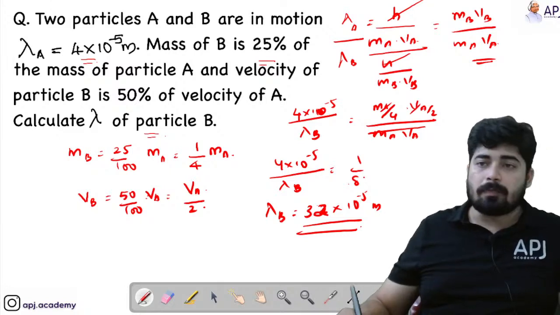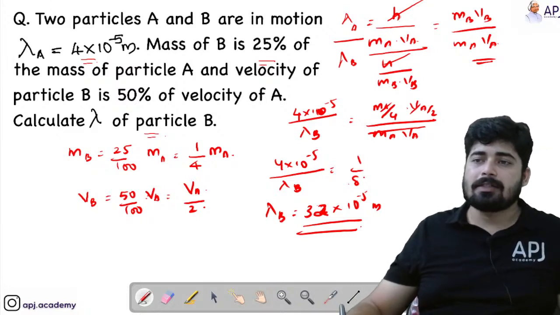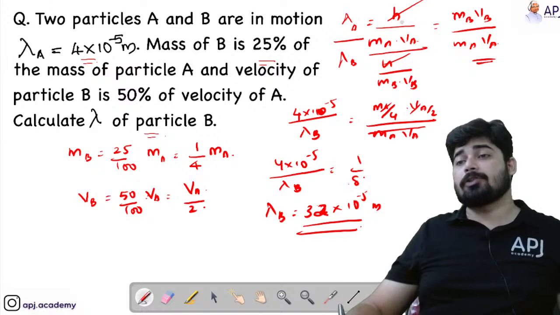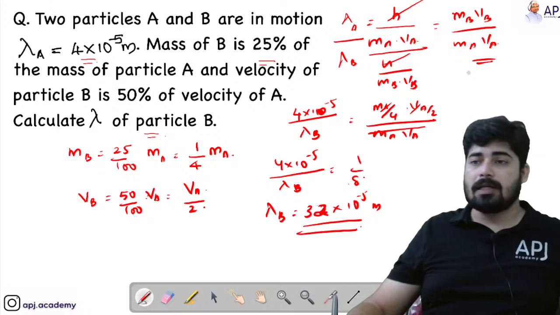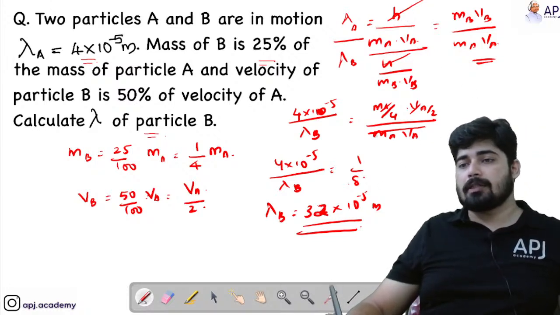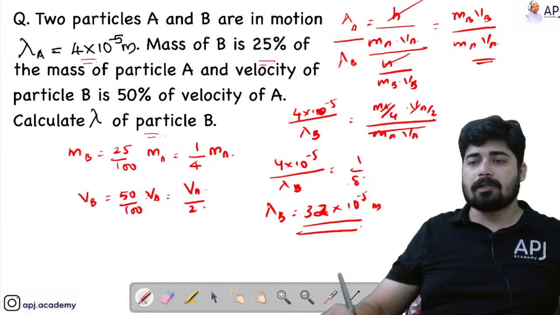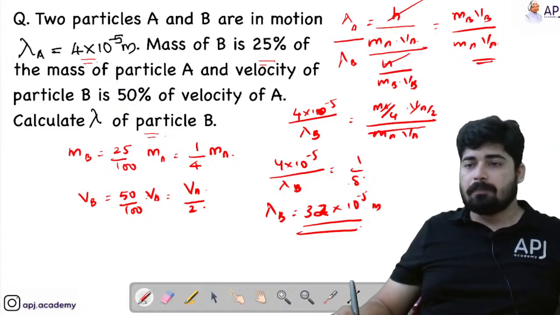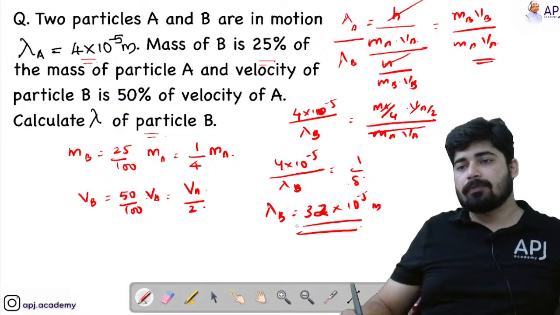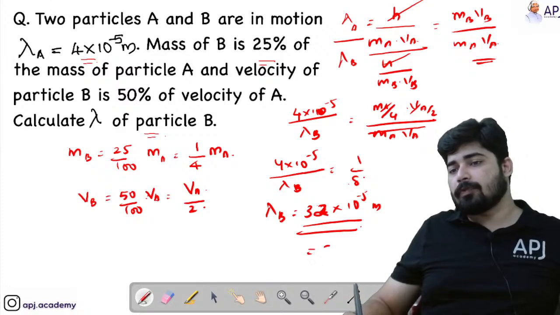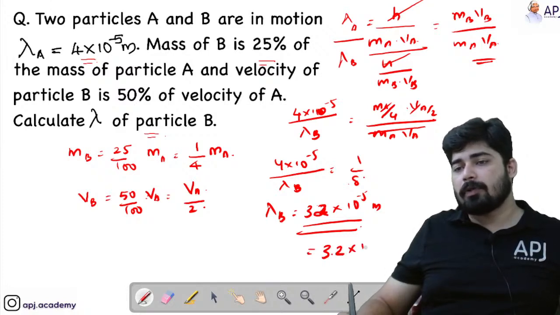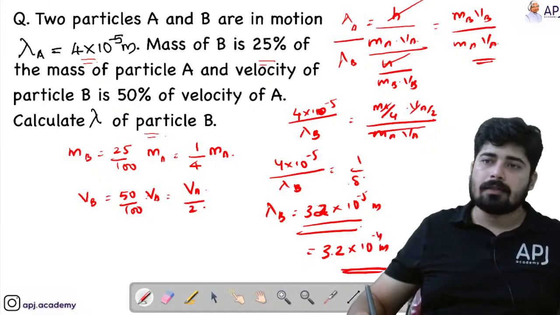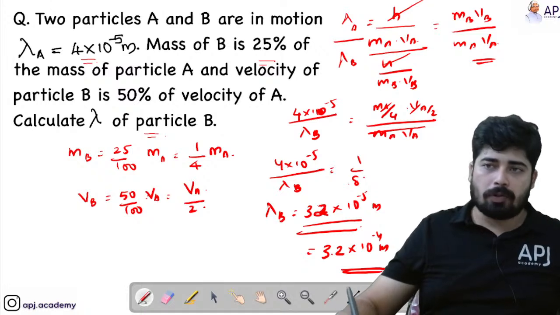Previously I made a mistake, that instead of h by mv I just wrote mv. That was a big mistake, so be aware of that. We made the rectification and we got the value as 32 into 10 raised to minus 5. If you want to write it as 3.2, then you can write it as 3.2 into 10 raised to minus 4 meter. Okay, now we will move on to the next one.